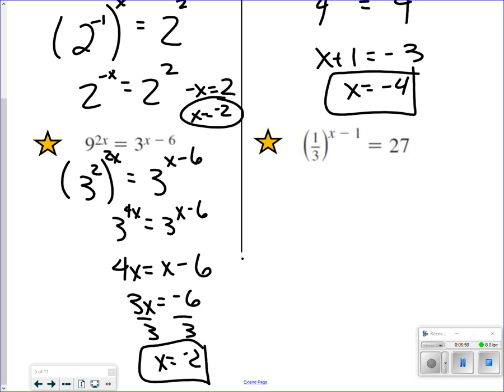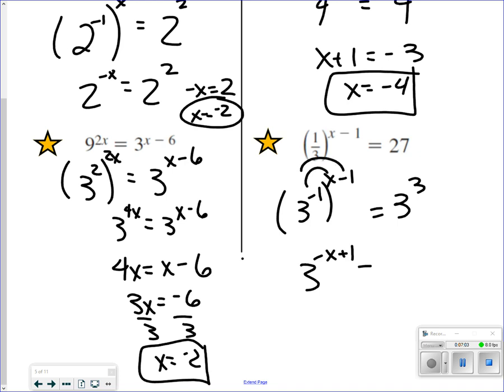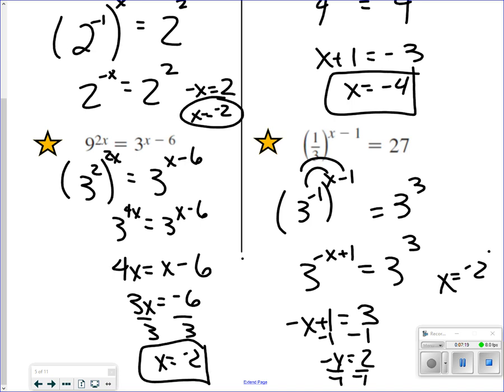In this case, the next one, bases are not the same. 27 is 3 to the third power. 1/3 is 3 to the negative first power. Anytime I have a power raised to a power, I multiply the two powers together, and now I'm to where I want to be. Once the bases are the same or equal, I can then solve the exponents. So I subtract 1 and divide by negative 1. X would equal negative 2. So the key to today is being able to break down the numbers into getting the bases to be the same.